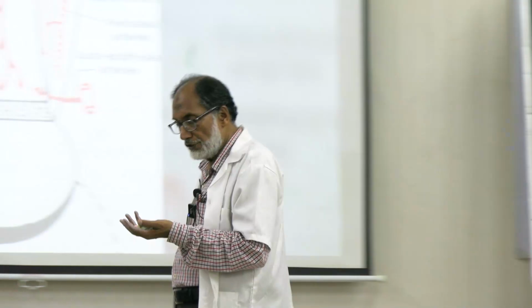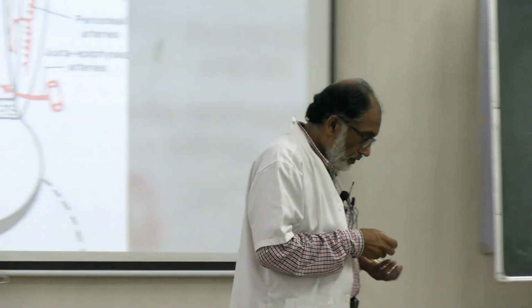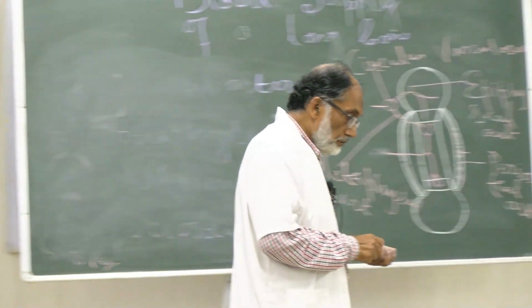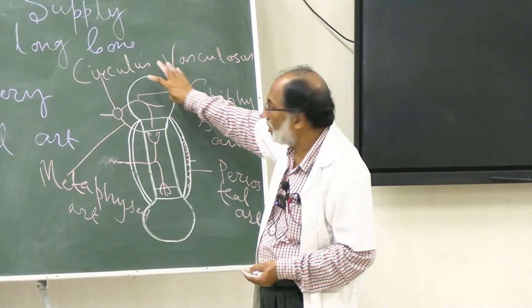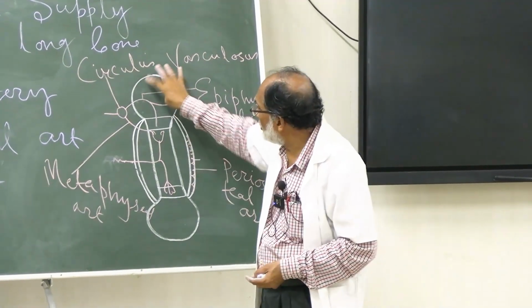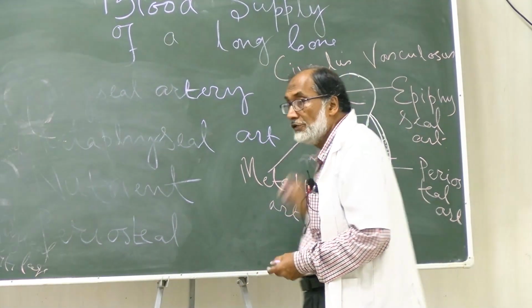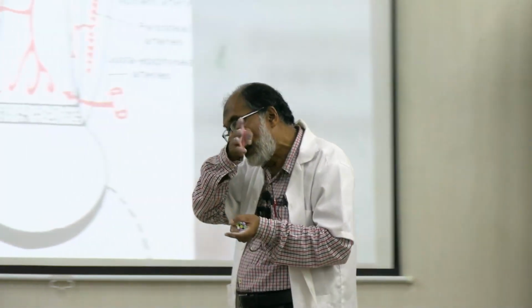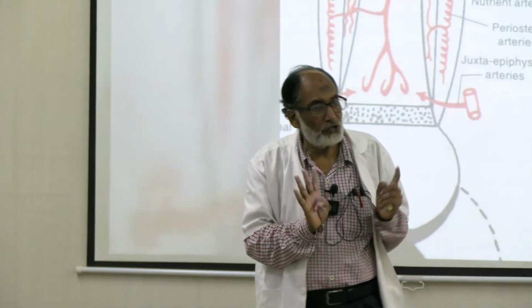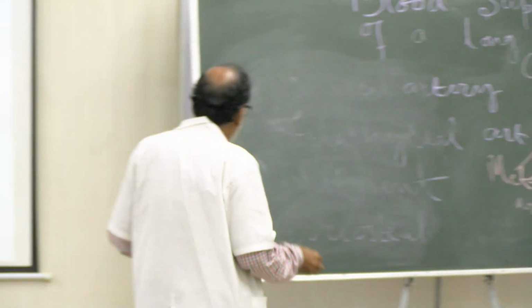In my previous class, I discussed the epiphysis, but I could not complete it. Epiphysis. Now here you see, one thing I forgot, the articular cartilage. Articular cartilage means when the bone is articulating with another bone, this part is called articular cartilage. Articular cartilage actually has no blood supply. So from where does it get its nutrition? Articular cartilage has no blood supply.